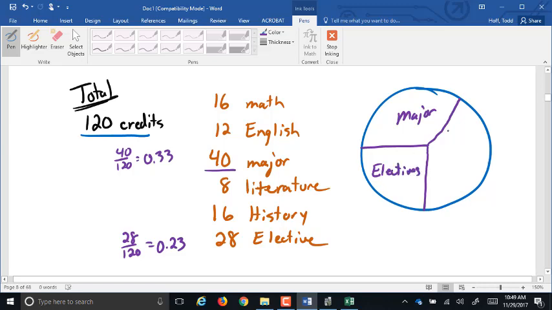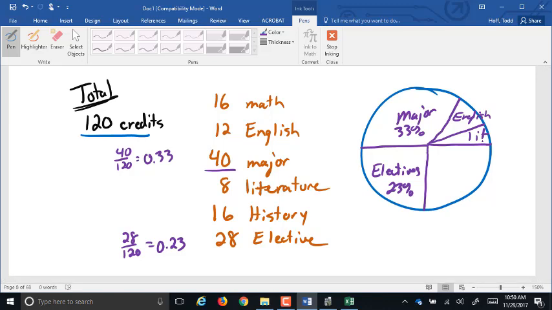So you can see very quickly on that graph that electives are just under 1/4 of your degree, and your major credits are exactly 1/3 of your degree. And if we put more of them on there, you would see that relationship build. There you have your English and literature and all that. So yes, the best graph to show something like that would be a circle graph.